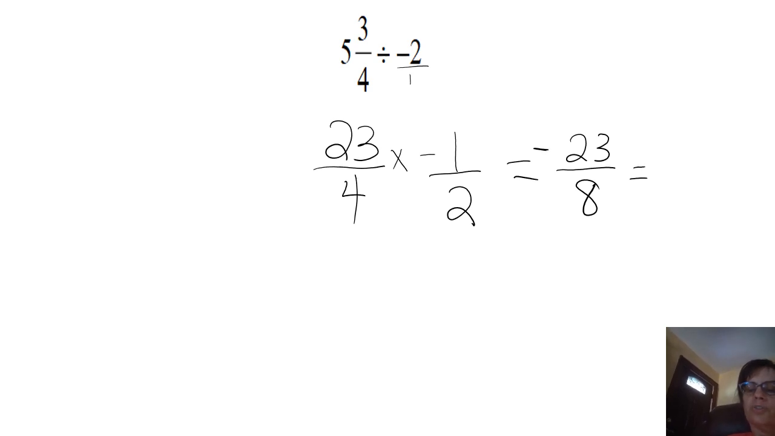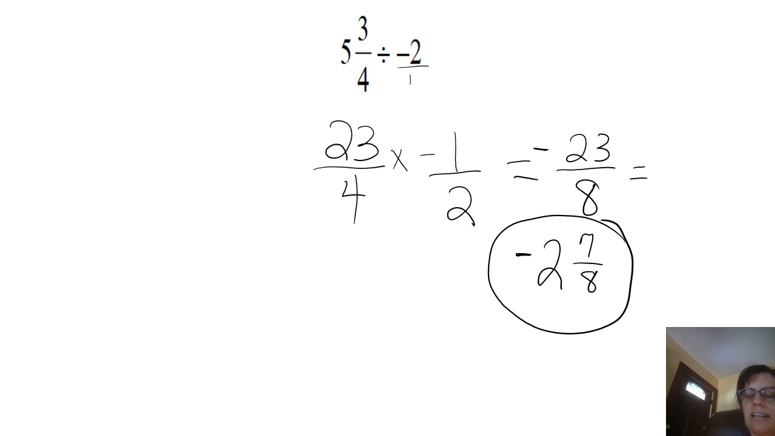Let's change it to a mixed number. 8 will go into 23 2 times. 8 times 2 is 16, so when I pull 16 away from 23, I have 7 left over. Keep the denominator of 8, and make sure you keep that symbol because the answer is negative.